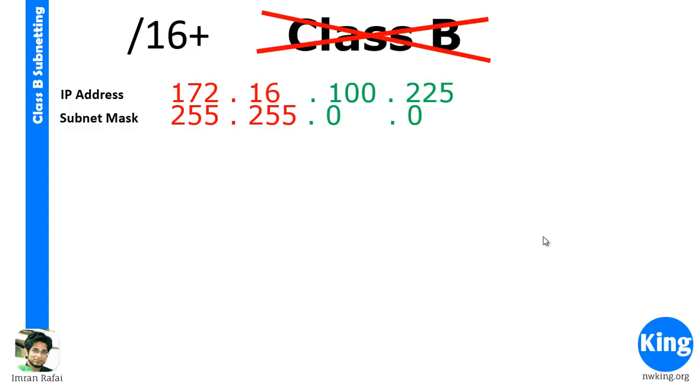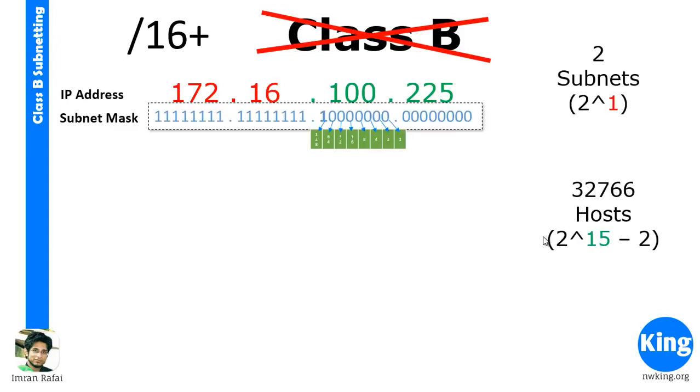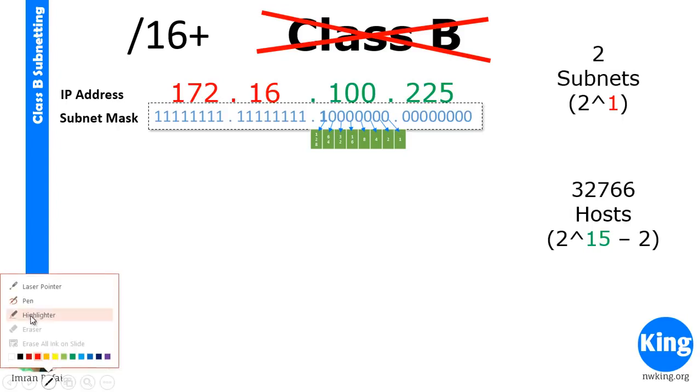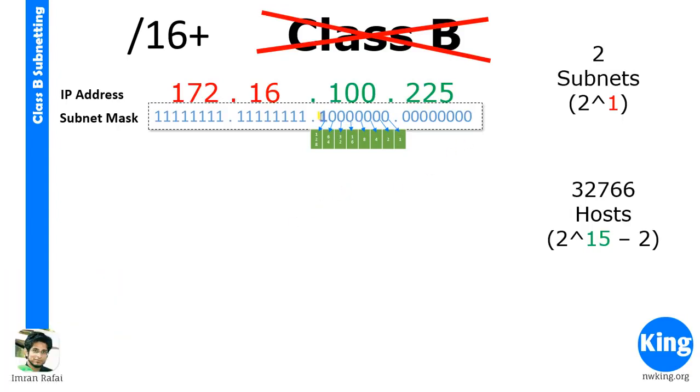Right, let's start with class B subnetting. We'll take this IP address 172.16.100.225, and we know the default subnet mask is 255.255.0.0. Let's try and break this into 2 subnets. From what we know already, to break a network into 2, we borrow 1 bit, like what we see here. Let me take a pen. Alright, so we see that 1 bit is borrowed.